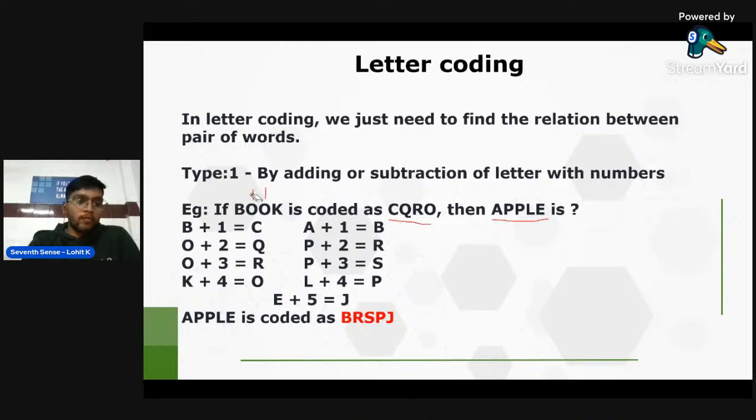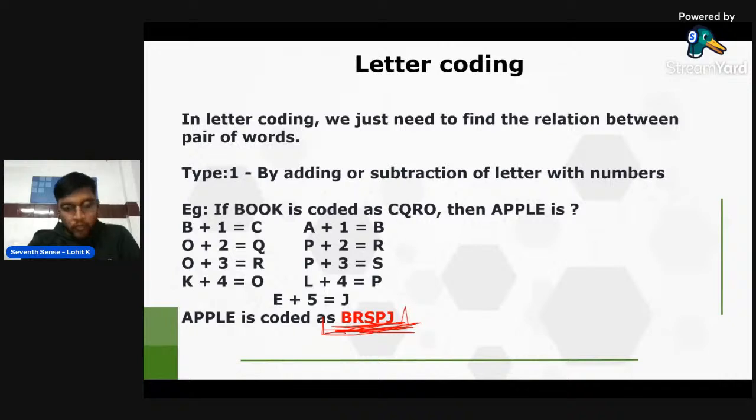Now in decoding, the same thing happens. But instead of giving you Apple as the word to find the code for, they will give you the question as this one, BRSPJ. This they will give in the second part.